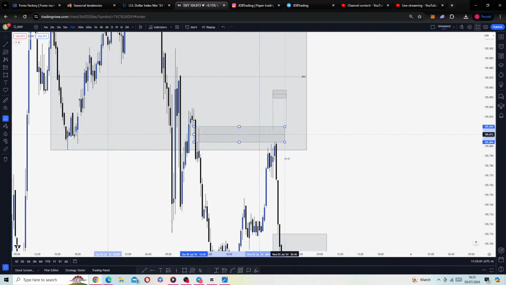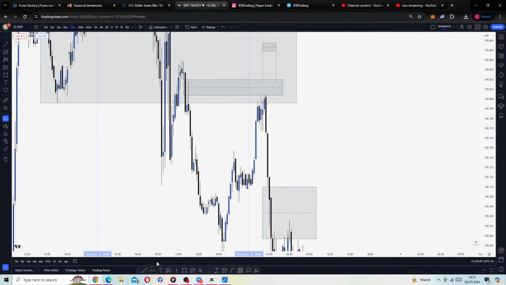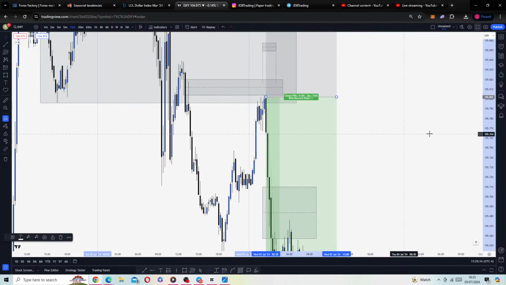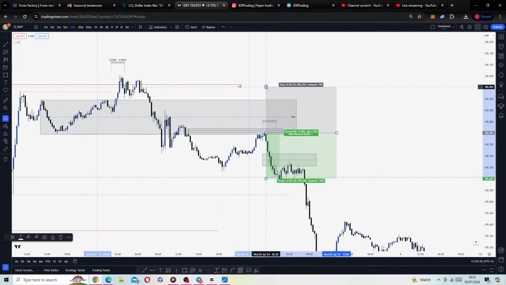Yes, it has. It's touched the top, reclaimed this fair value gap, then it's continued lower. So shorts could be taken here. This is just speculation for the week, just the weekly profile in the week.